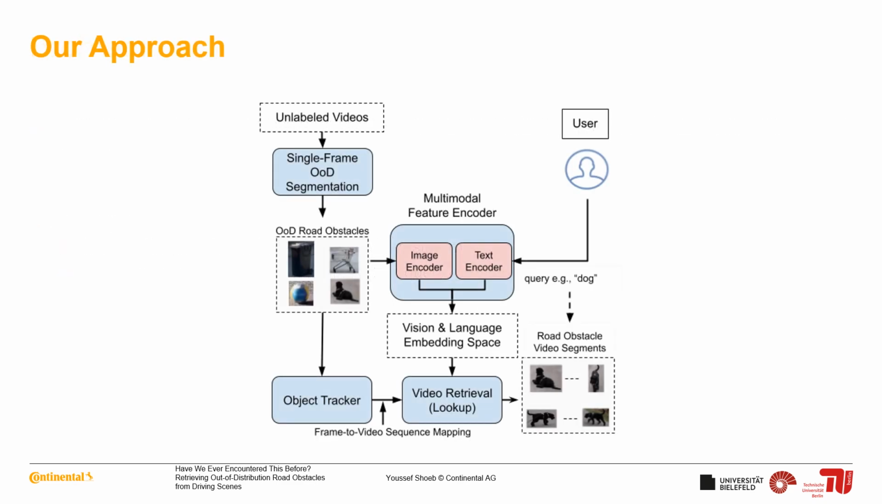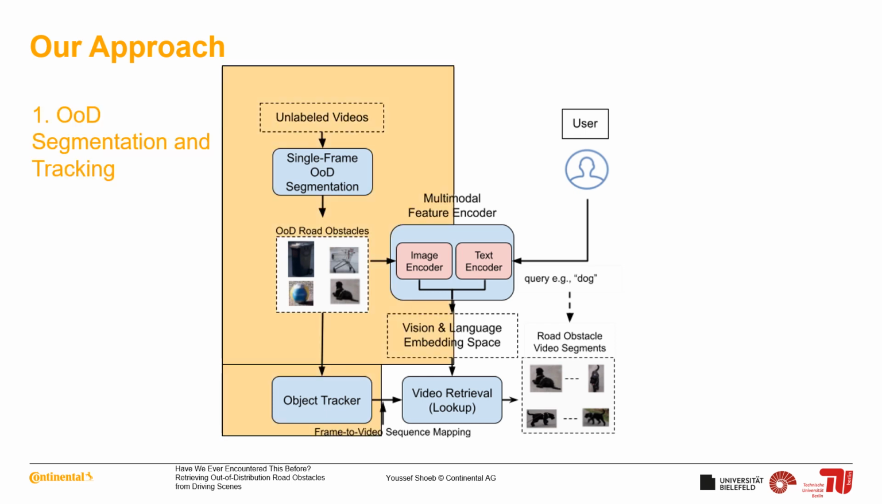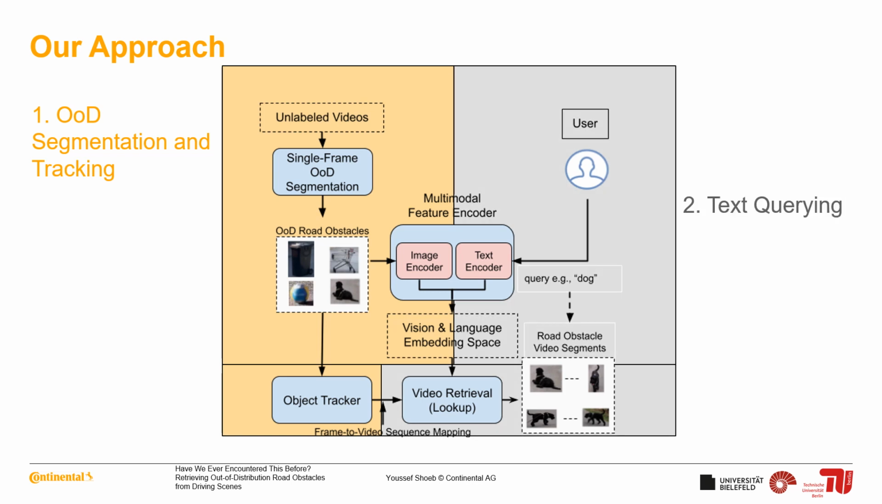So now our approach is the following. Given the unlabeled videos, we first try to segment and track each OOD road obstacle instance. And then once the user gives a text query for the item he is searching for, we try to retrieve all the instances of objects matching this query. Our approach has three main steps, basically the OOD segmentation, the OOD tracking, and finally the text-based retrieval.